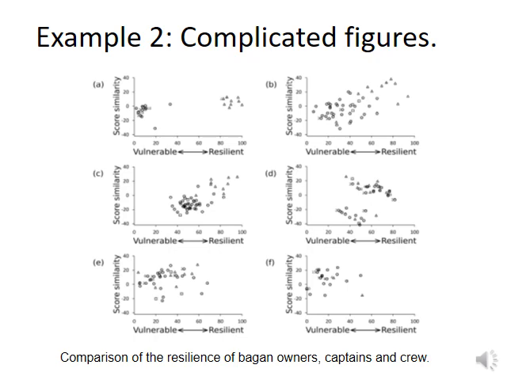So because this is a complicated figure, it would be much easier in the text to start with a point-by-point comparison. So I would say, in figure A, we see that bagan owners are much less vulnerable to the effect of poverty than crew members. In figure B, we see something different. So you would compare them one figure at a time, because otherwise it would be too complicated to compare all of them at the same time.